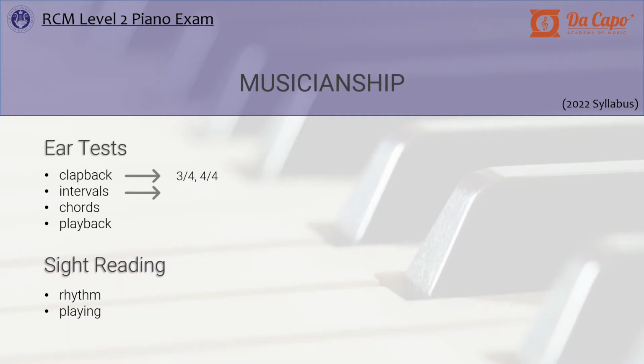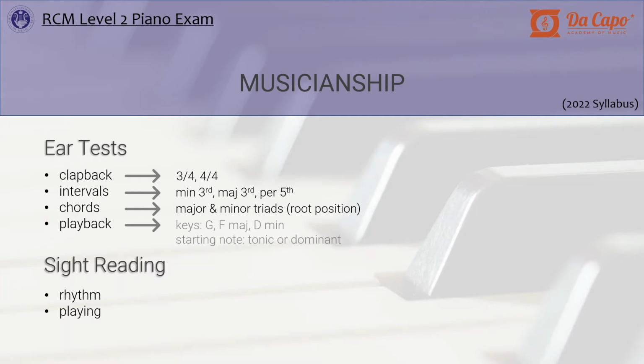For the intervals, the new addition here from the previous level is the perfect fifth. So again, we're identifying the correct size and the quality of the interval here as either a minor third, a major third, or a perfect fifth. For the chords, this is exactly the same. We're identifying the quality of a triad as being either major or minor.